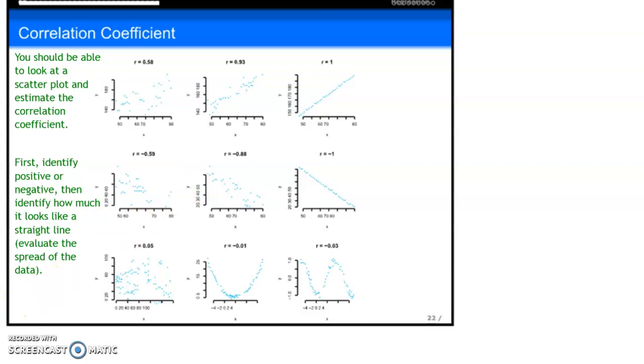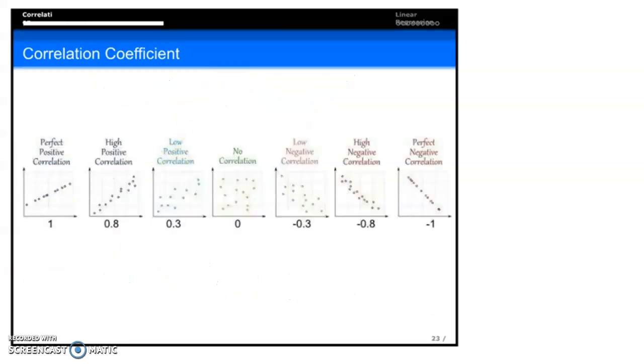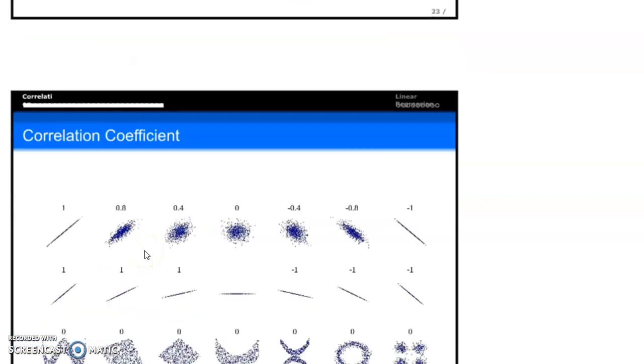It's spread out in this way. That's what R seeks to answer. Here's another set of examples. They're perfect positive correlation to perfect negative correlation and everything in between. Remember, no correlation is just going to be scattered all over the place. It's going to look like there's no trend, and for good reason. No correlation means no trend.